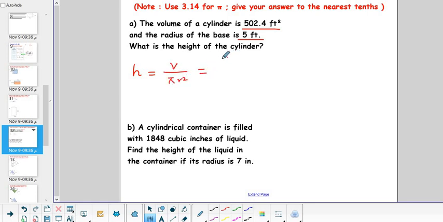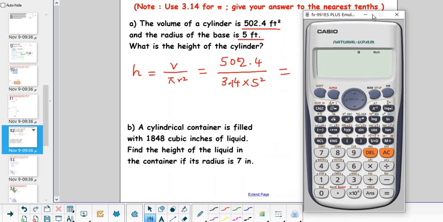Okay, what is the value of the volume? It's 502.4 and I will divide it by what is the value of pi? It's 3.14, times what is the value of the radius? It's 5, so it will be 5 squared. And directly I can put these values into the calculator. How? Look at this, let me show you.